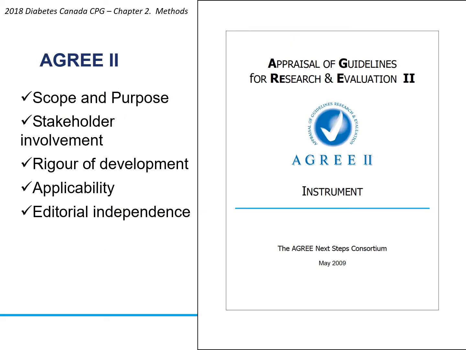The other thing we tried to stay true to and fulfill was our commitment to the AGREE II process, the Appraisal of Guidelines for Research and Evaluation. And although this is an instrument for appraisal, we actually followed its steps to ensure that we were covering all of them. This includes scope and purpose, stakeholder involvement, rigor of development, applicability, and editorial independence.